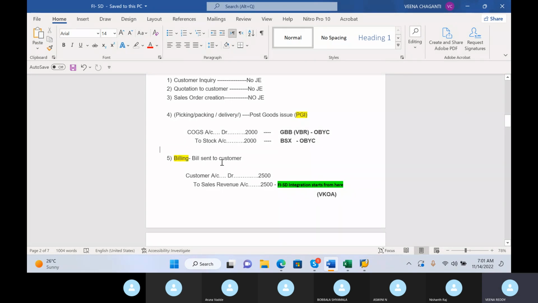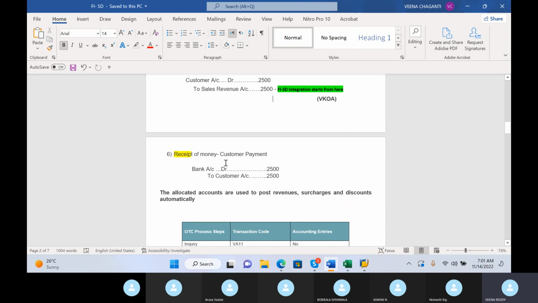Okay, but here the FI-SD integration starts from the billing. He's going to pay this bill. So this is the integration. After that he can pay, the payee will receive the amount. So that's bank account data to customer account, the same amount.